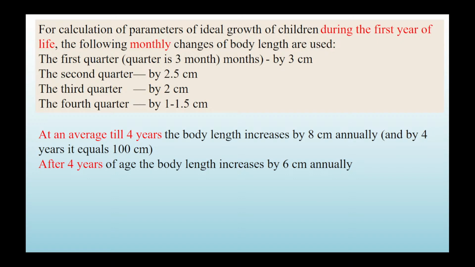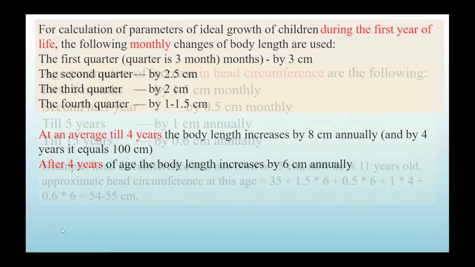On average, until 4 years, height increases by 8 centimeters annually, and by 4 years it equals 100 centimeters. After 4 years of age, height increases by 6 centimeters annually.